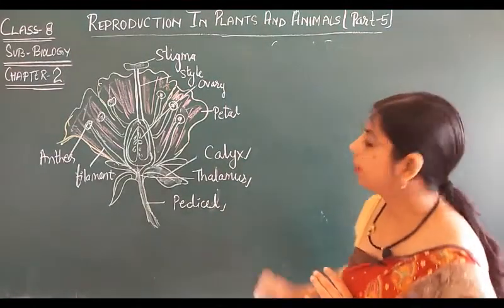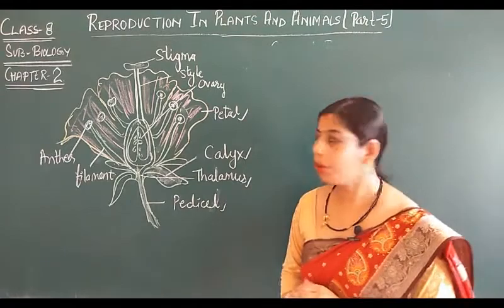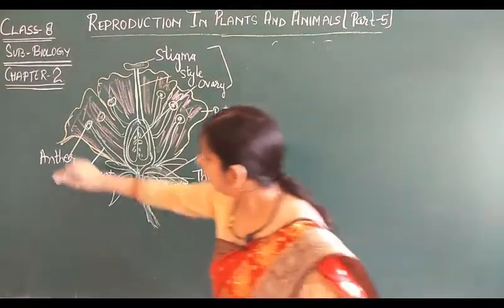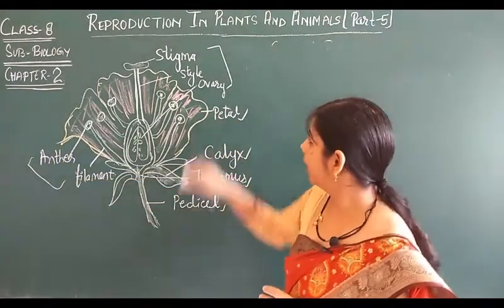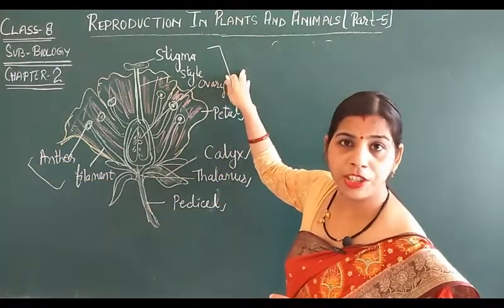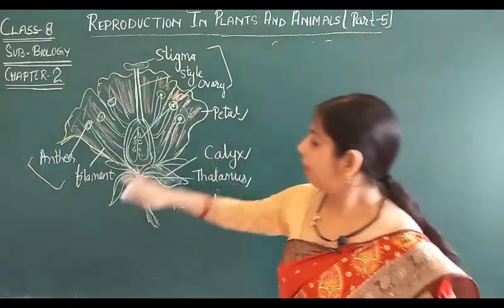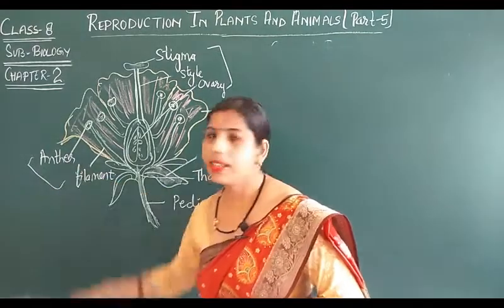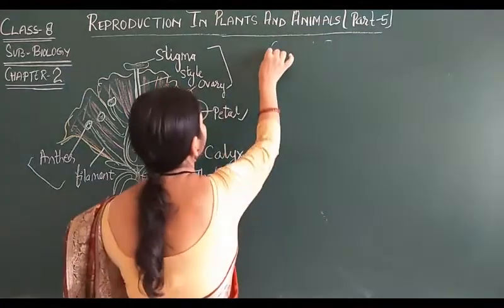The calyx is the green outer part. Then the petals are the colorful showy part. Then after these, the three parts form the female part, and these two form the male part of the flower. It is called the pistil, with the stigma, and this is called the anther, and the filament makes the stamen. So let's start with the main parts of the flower. That is the first part.